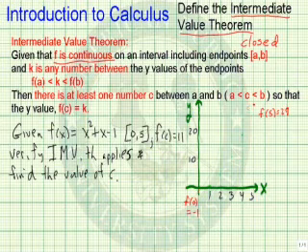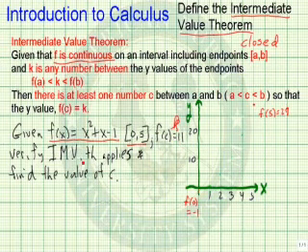Let's take a specific example. Let's take the function f of x equals x squared plus x minus 1. Let's take the closed interval 0 to 5. Notice it includes both the 0 endpoint and the 5 endpoint. And our f of c value is 11. So in other words, in this particular case, k is going to have a value of 11.